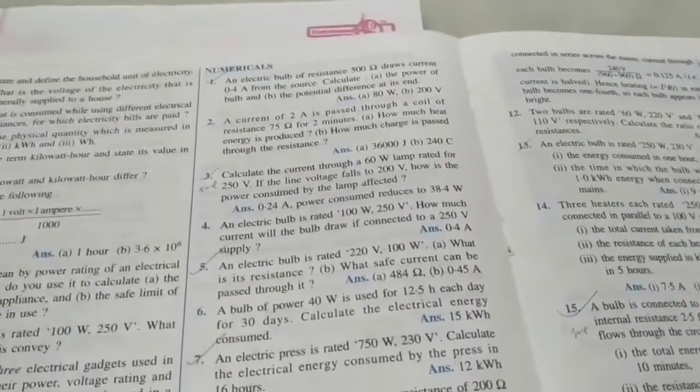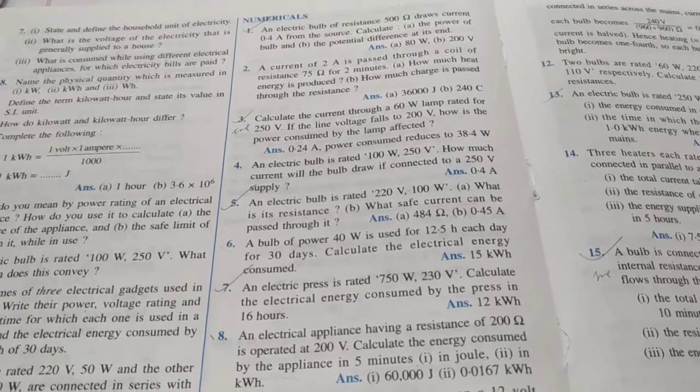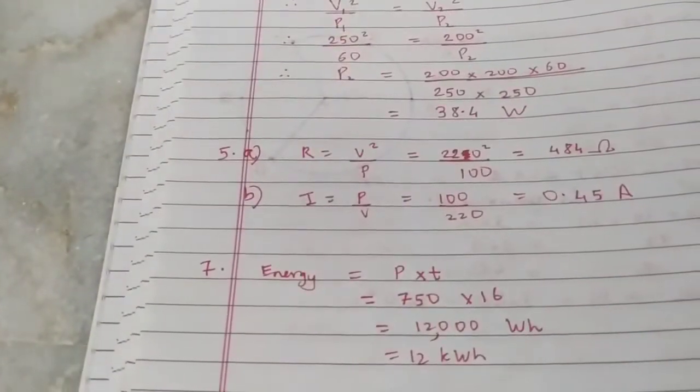Now the seventh sum. An electric press is rated 750 watt and 230 volt. Calculate the electrical energy consumed. Now energy is power into time. So that will be 750 watt into 16 hours, which is 12,000 watt hour. You should convert it into kilowatt hour because that is the standard unit for measuring electrical energy consumed in houses. You could have converted further into joule as well, but that is not required. Also, the volt given in the question is of no use.